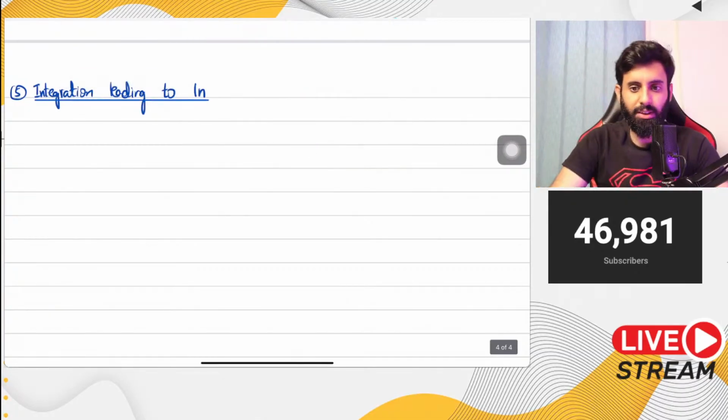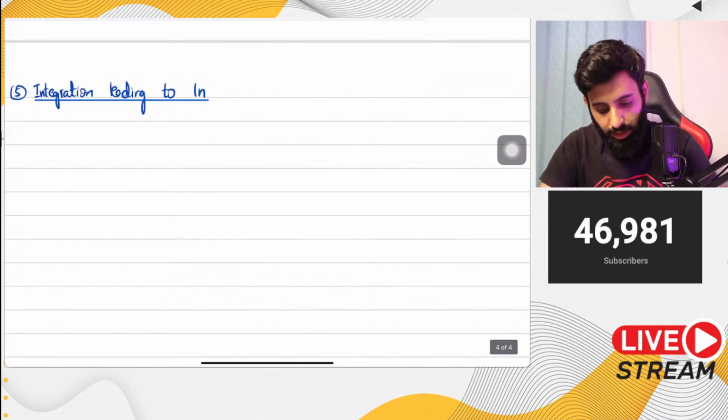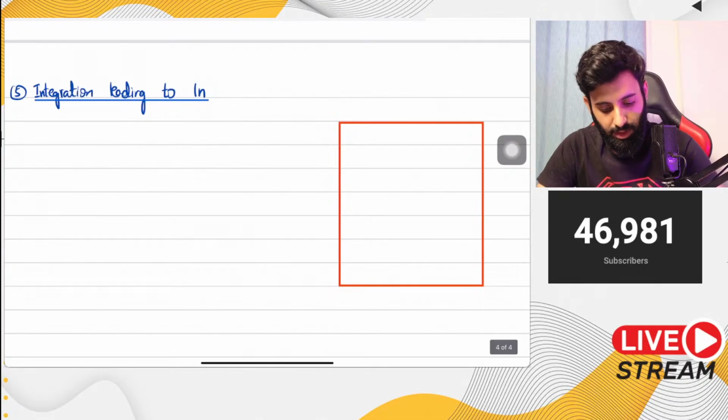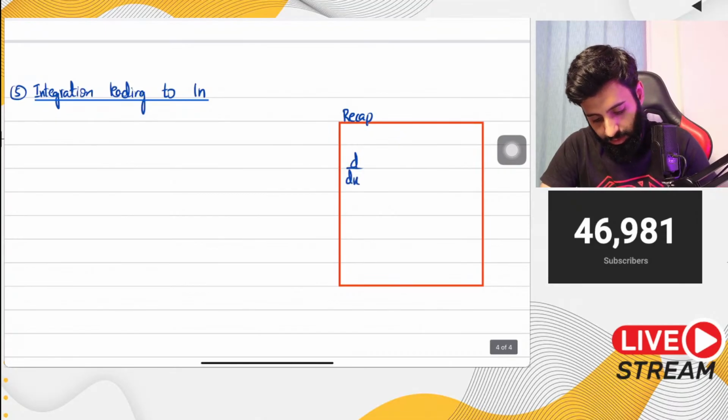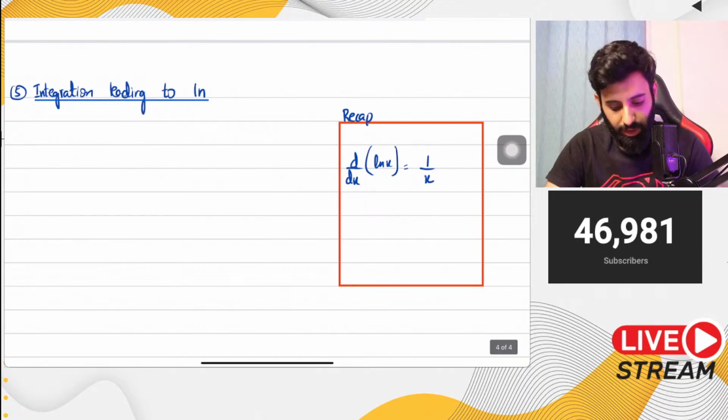Okay, how does integration lead to ln? Let's see this. For that, let's recap the differentiation of ln. If you're asked to differentiate ln x, how would you differentiate it? It's simply equal to 1 upon x.